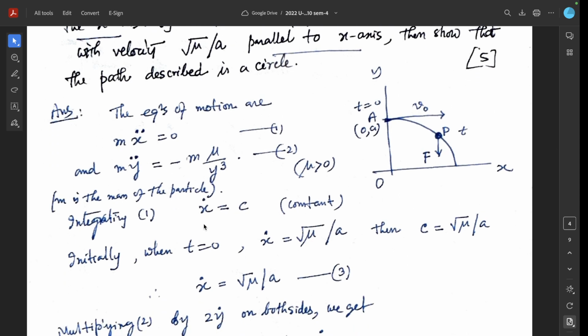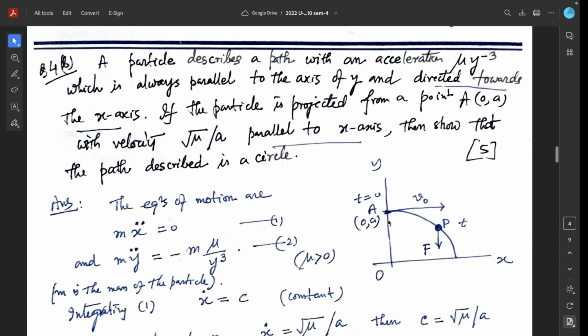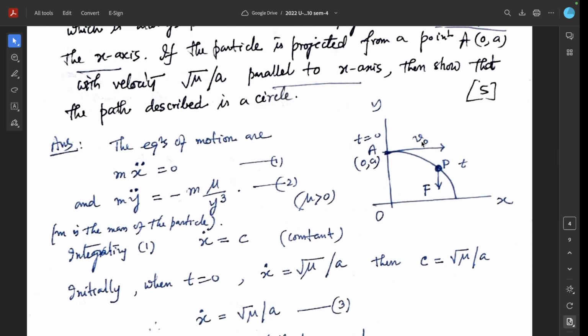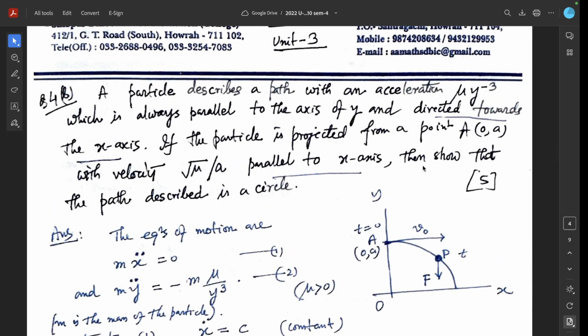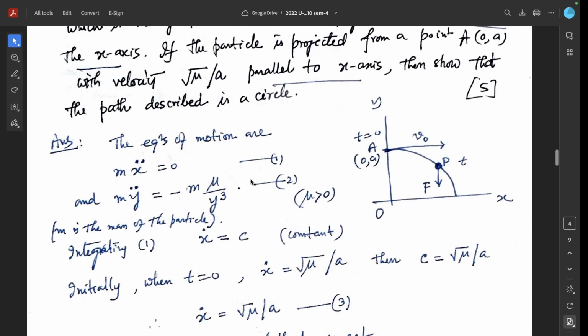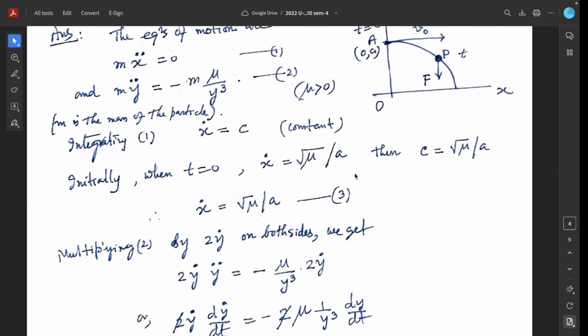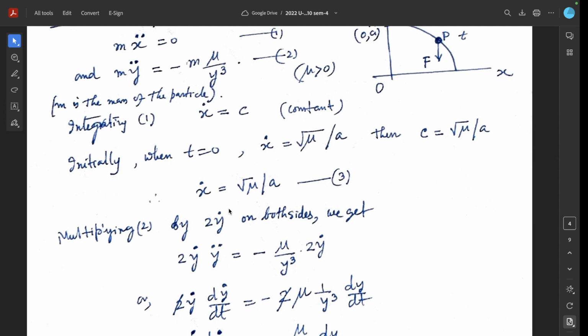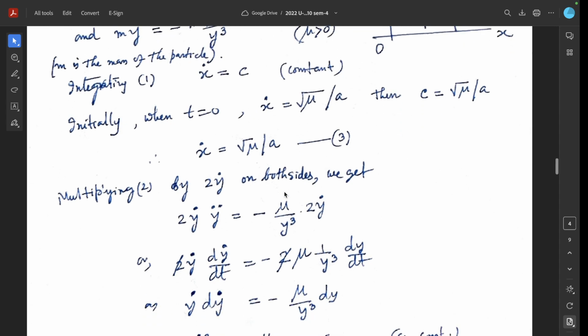Integrating 1, we get x dot, that is dx by dt, equal to a constant c, the integrating constant. And initially, at time t equal to 0, x dot equals root mu by a. Actually, x dot means the velocity v0. Given that the velocity is root mu by a parallel to the x-axis, so x dot equals this. So obviously c equals this. Hence, from x dot equal to c, x dot equals root mu by a.